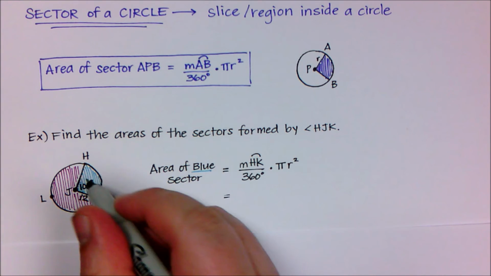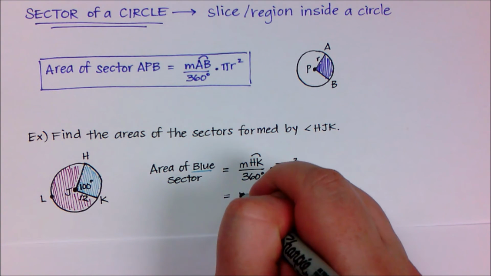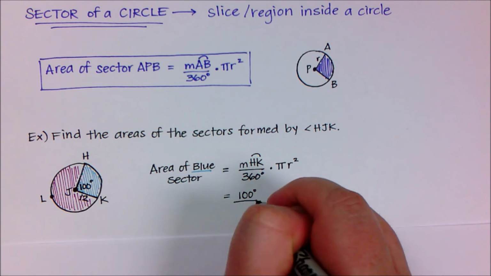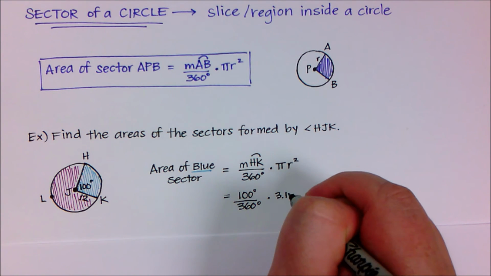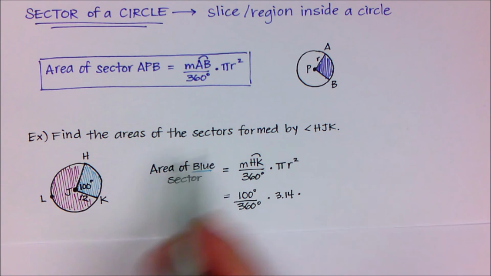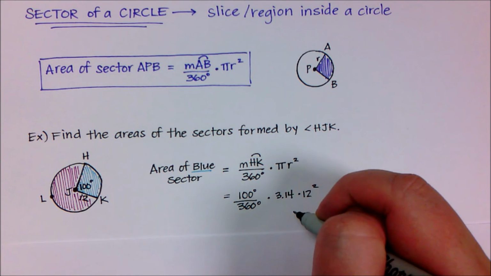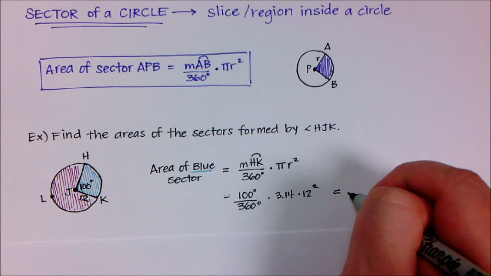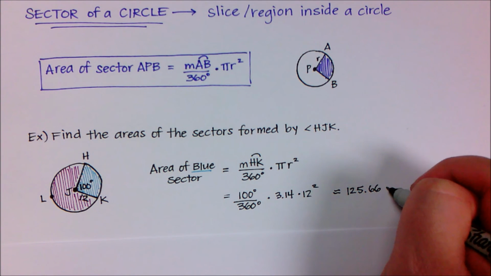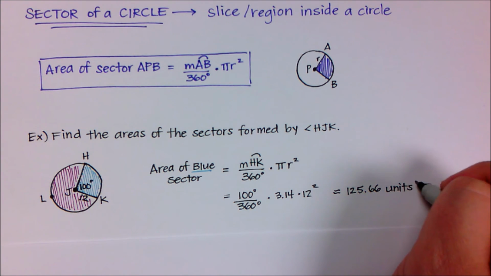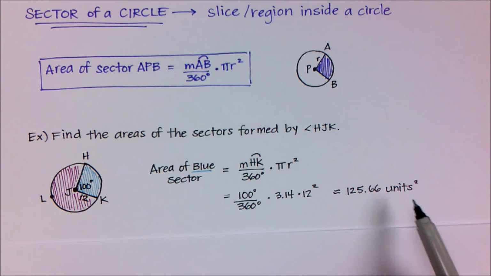So in this case, the measure of the arc, since I know that the inner angle is 100, HK is also 100 degrees, divided by 360 degrees, times 3.14, times the radius is 12, so 12 squared. And when I put all of this into my calculator, it's going to be pretty close to 125.66 units squared. Since it doesn't specify if it's meters or centimeters or yards, I'm going to put units squared.